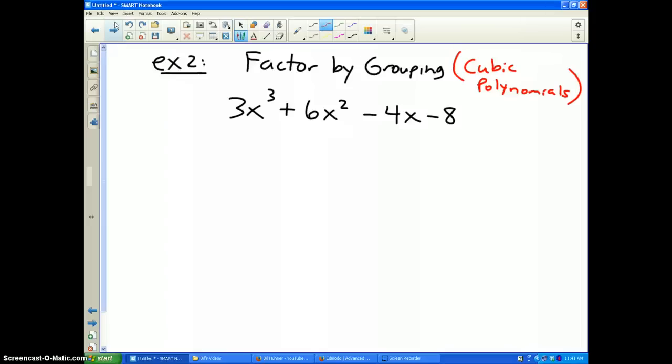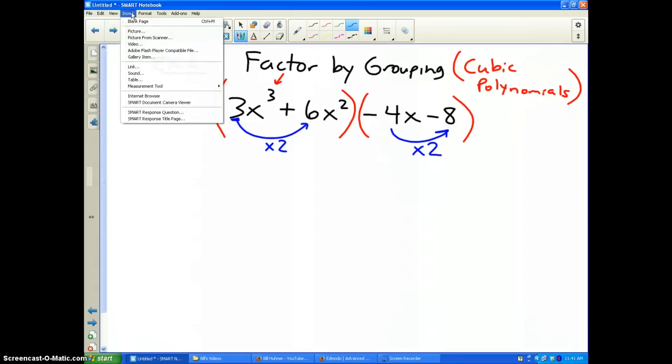First of all, it's in descending power. It's a cubic polynomial. Now, I'm going to put parentheses around the first two terms, and parentheses around the second two terms. Now, the shortcut to determine if you can actually group: does this number go into that number by the same amount? Obviously, it's times by 2, and over here it has to be the exact same thing. You notice inside both parentheses are multiples of 2.